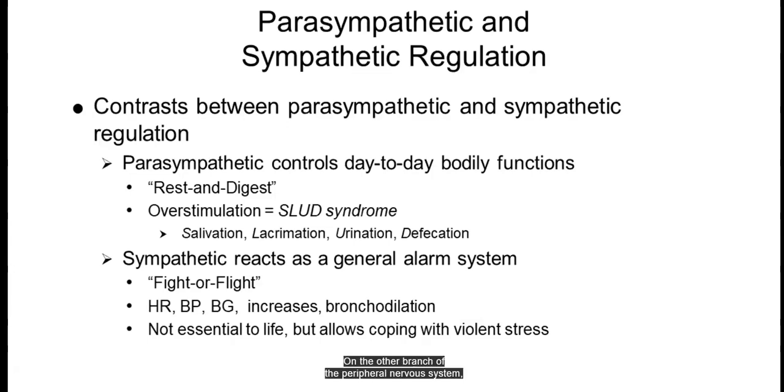On the other branch of the autonomic nervous system, we have the sympathetic side, or fight or flight system. It is responsible for increasing heart rate and blood pressure, blood sugar increases, and bronchial dilation. Therefore, it has therapeutic indications for respiratory care.